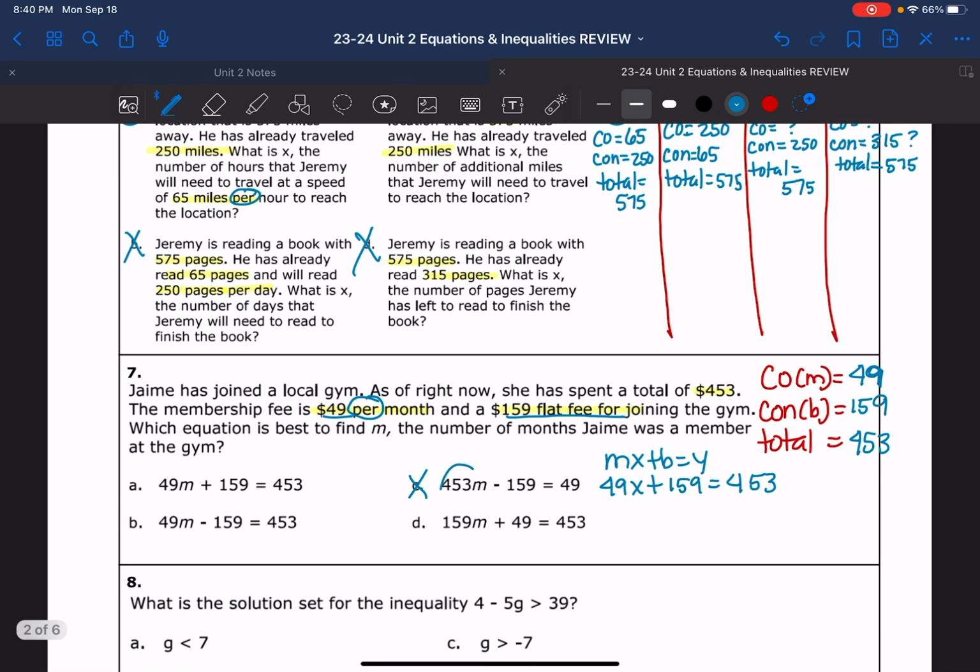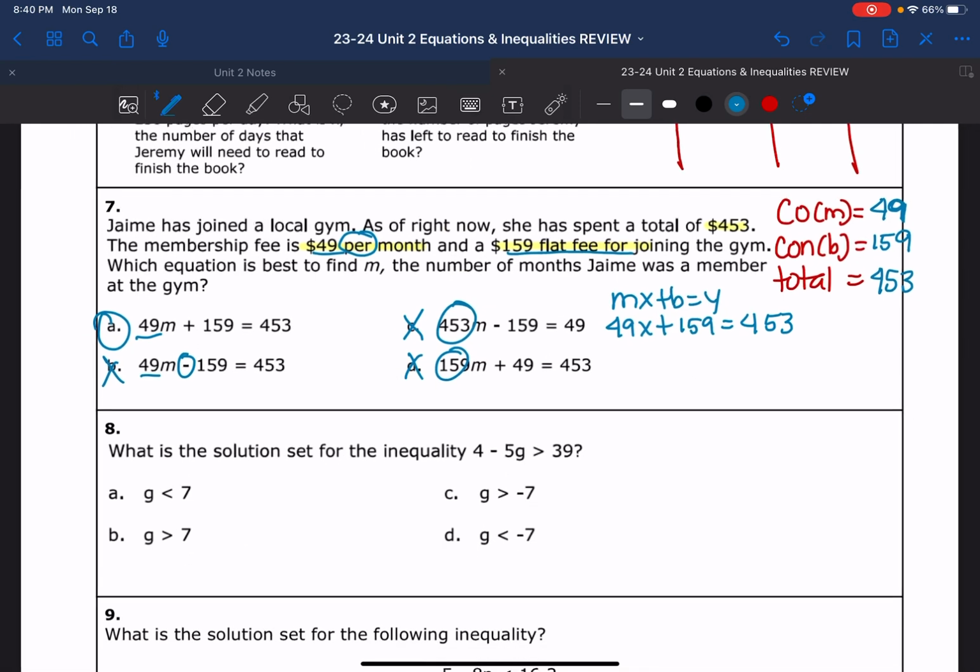That can't be it because this should be 49. This should be 49, so that can be it. These two are good. But now let's look at this. It does say that she spent a total of 453, okay? And it does say that she's going to pay 159 flat fee. But here, we're adding up the total amount of money she spent. So we would not have a negative 159, okay? It would be A.